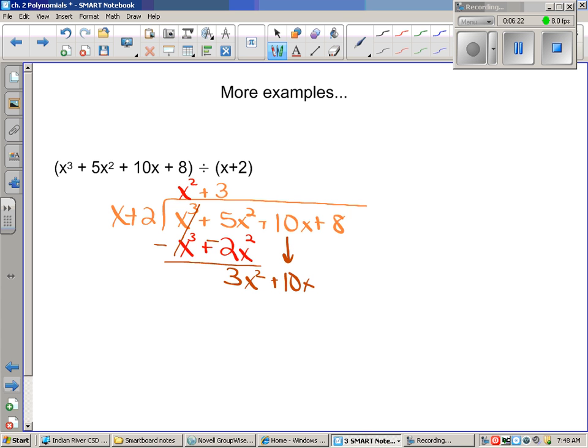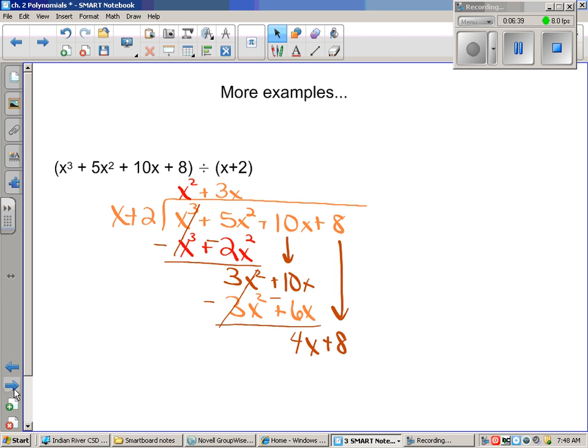And so I'd multiply x by 3x. And that would give me 3x squared plus 6x. And we would subtract both terms. I get 4x, bring down the next term, plus 8. I would then have to multiply the x times 4 to get that 4x plus 8, and I would get 4x plus 8. And we would subtract both terms, and sure enough, we would have a 0 remainder.